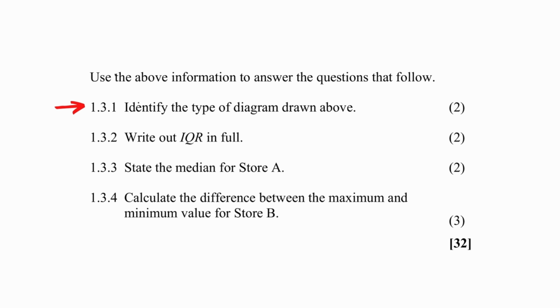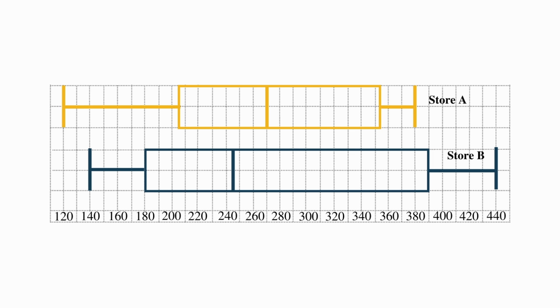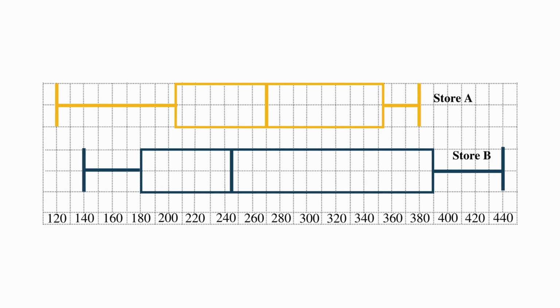In question 1.3.1, you have to identify the type of diagram shown. The type of diagram shown is a box and whisker plot.